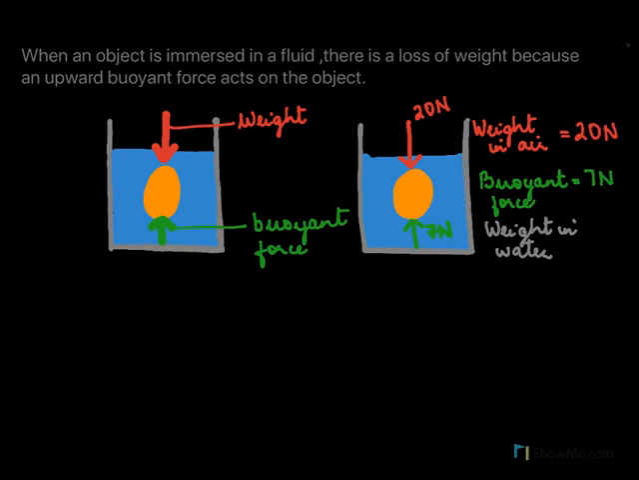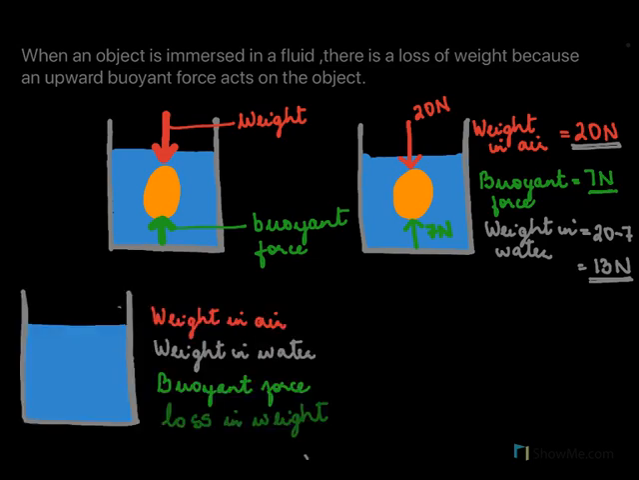Now, because there's an upward force, you'll definitely agree the body has lost weight. What would be its weight in water? It would be 20 newtons minus the upward force 7 newtons. So this weight in water would be 13 newtons. There is a loss of weight. Weight in air is 20 newtons. Weight in water is 13 newtons. Why? Because there was a buoyant force of 7 newtons acting upwards.